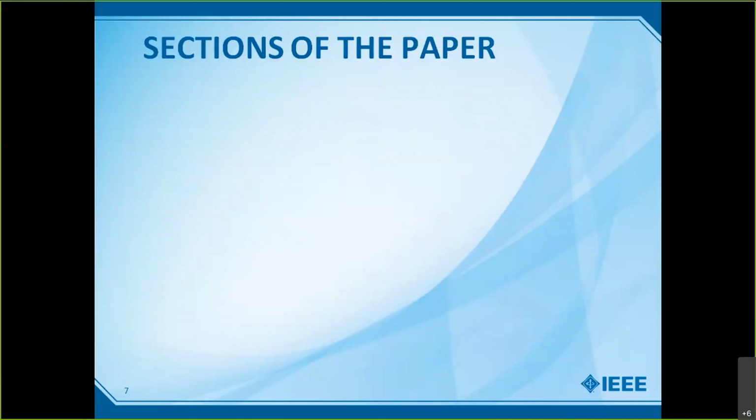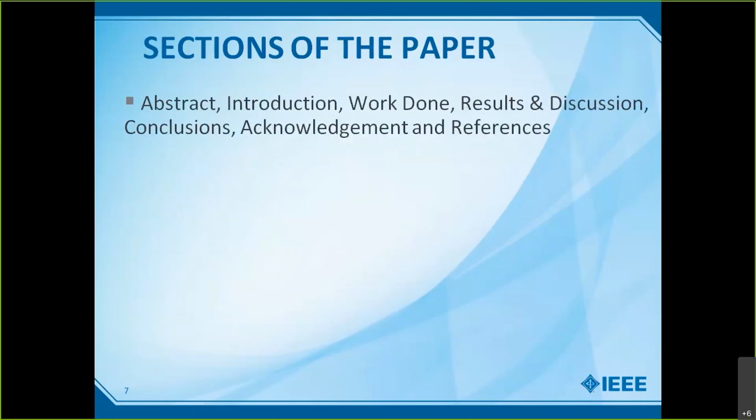Next, we'll come to the sections involved in the paper. The paper has many sections. These are the important ones. The first that comes is the abstract. Then you have the introduction, the work done, results and discussion, conclusions, acknowledgements, references. But mind you, never write the paper in this sequence. Don't write the abstract first. The abstract is written at the end.